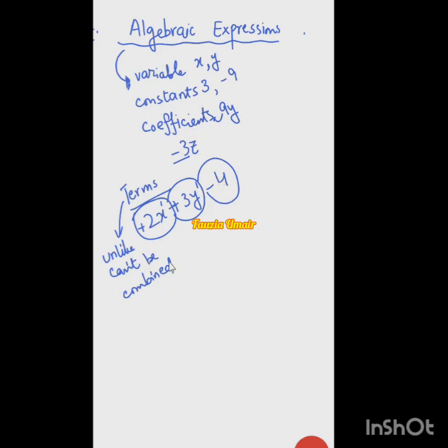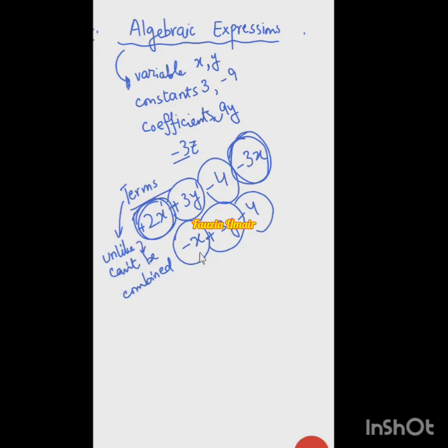Ma'am, if after -4 we add -3x, it is another term. That's what I was going to tell you: this is not the fourth term. Why? Because this is a like term of 2x, so they should be combined. Plus 2 minus 3 gives minus x, plus 3y, minus 4. So the expression still has three terms. That's what I was going to tell you, that terms should be unlike terms; they should not be combinable.